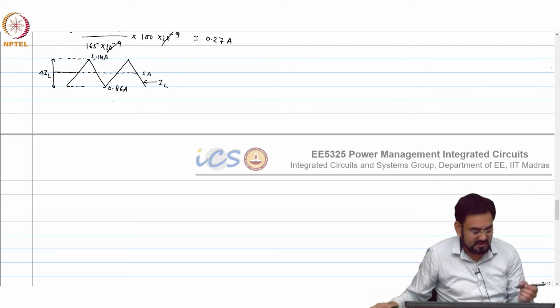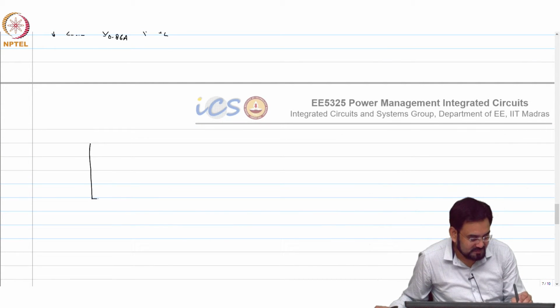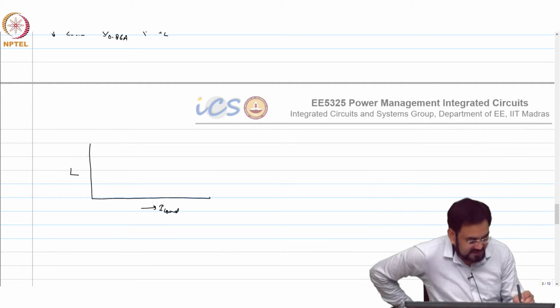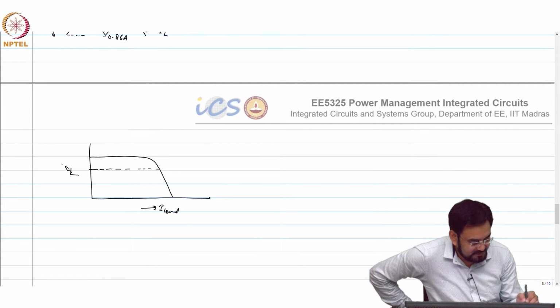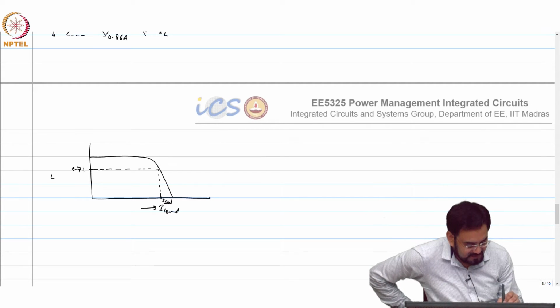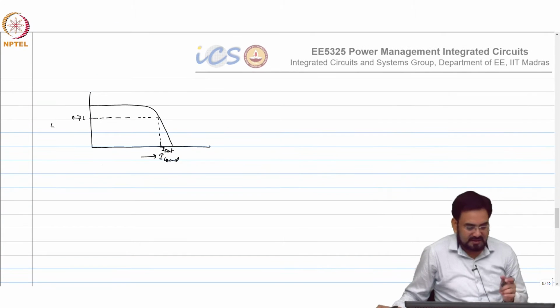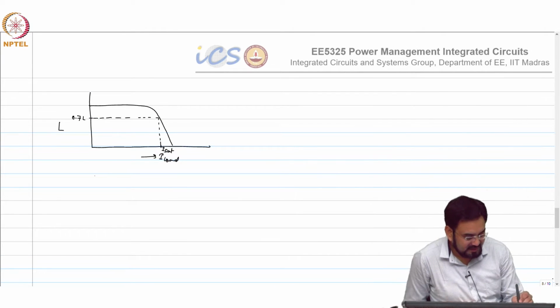I mean, usually your inductor looks like this. So, if this is your I load and this is your L. So, let us see if I am looking at 0.7L, this is called ISAT, when your inductor drops by 30%. Okay, and then you have another curve.